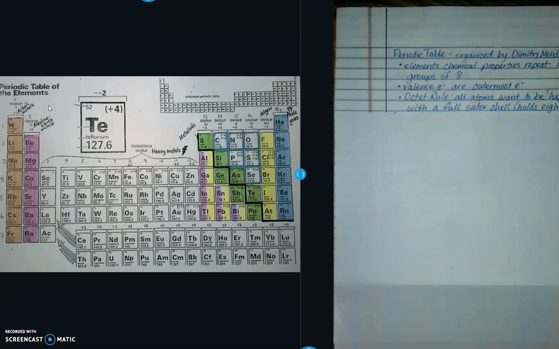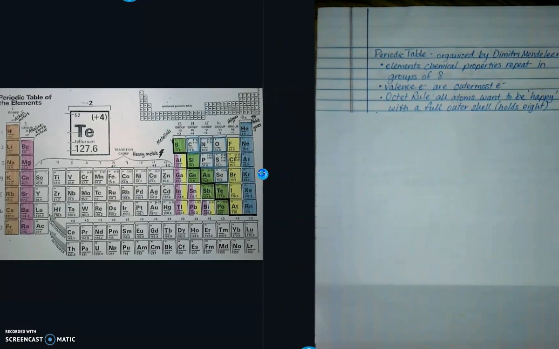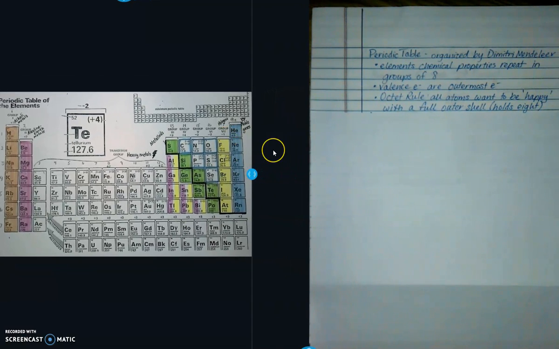The valence electron refers to the electron that's in the outermost shell. So it's not talking about the ones that are on the inside. And then the octet rule: all the atoms want to be happy with a full outer shell, meaning they hold 8, except for the first circle. It only holds 2. This first group here is the alkali metals. The second one is alkaline earth metals.